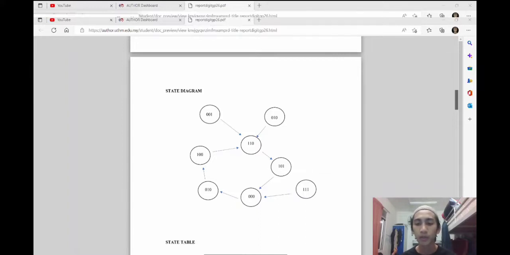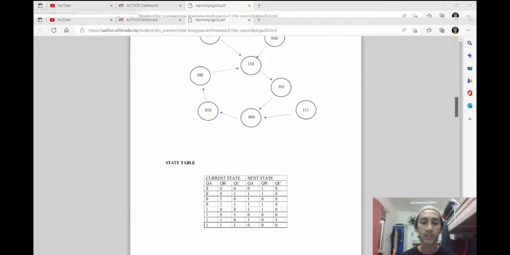Okay, 111 will go to 000, and then from 000, I'm sorry, it will go to 010. From 010 it will go to 100, and then it will go back to 110. Okay, that's all for the state diagram. Next, I will move to the state table.